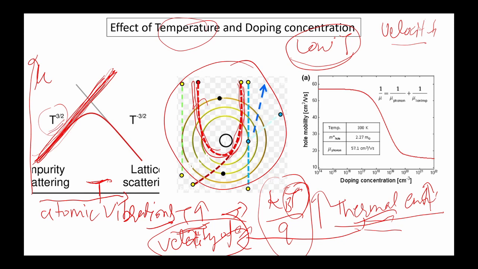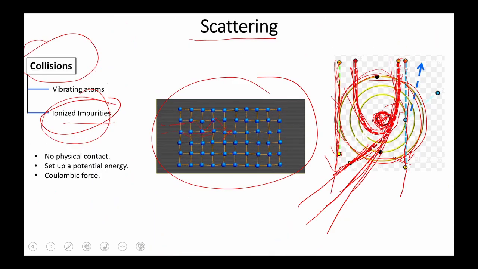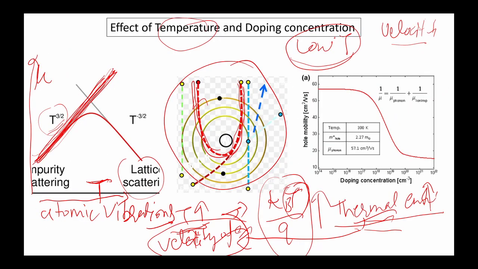At higher temperatures, what will dominate is the lattice scattering. Lattice scattering is because of the atomic vibrations. Atoms are vibrating at their positions. These lattice vibrations are more at the higher temperatures, so they will dominate over the impurity scattering. So this is the case. Now we can see the effect of doping.